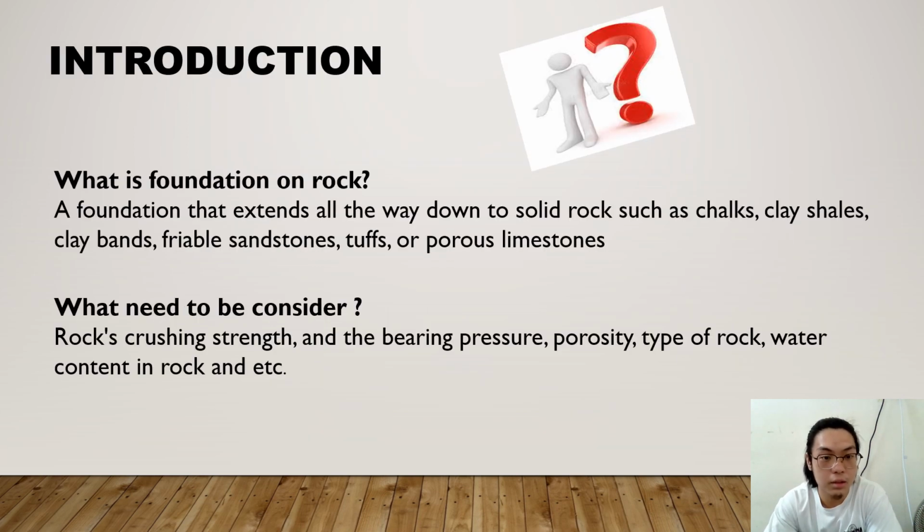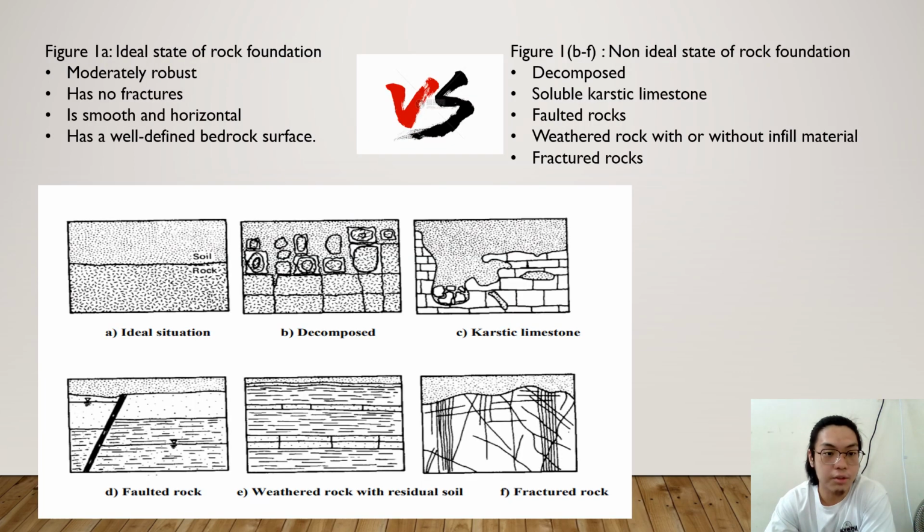First of all, what is a foundation on rock? A foundation on rock is a foundation that extends all the way down to solid rock such as chalk, clay shales, clay bands, friable sandstone, tuff, or porous limestone. And what needs to be considered for a foundation on rock? It is the rock crushing strength and the bearing pressure, porosity, type of rock, water content in the rock, etc. These are a few types of examples of rock foundations.